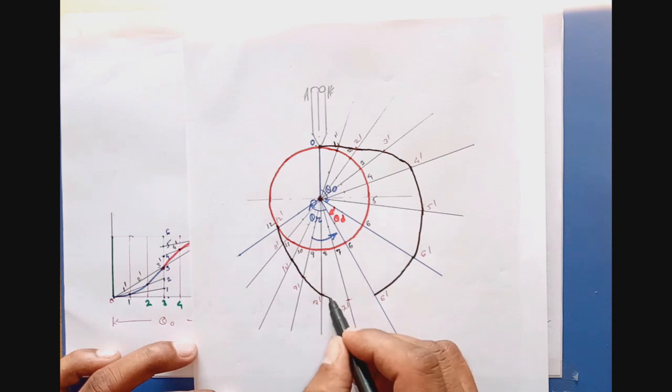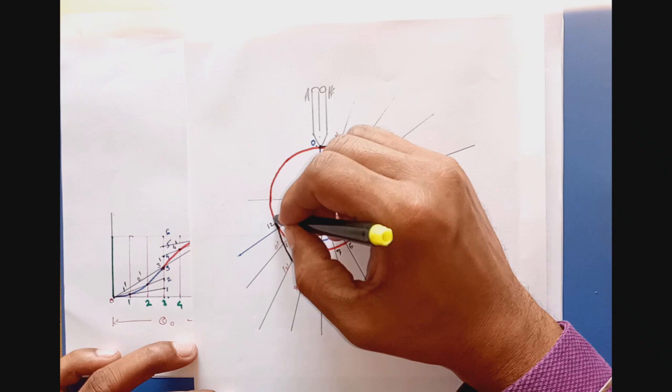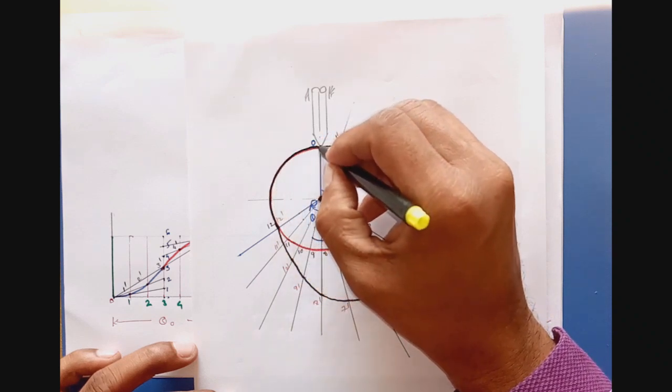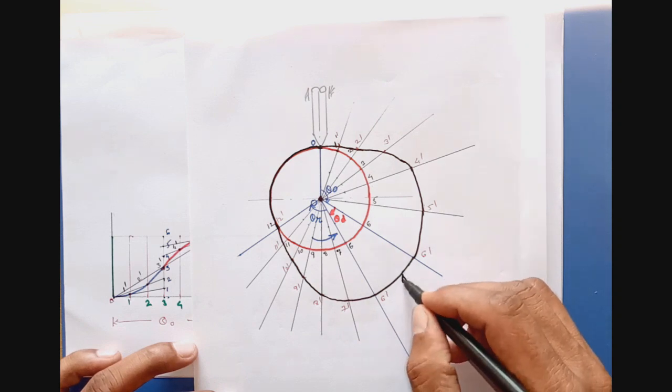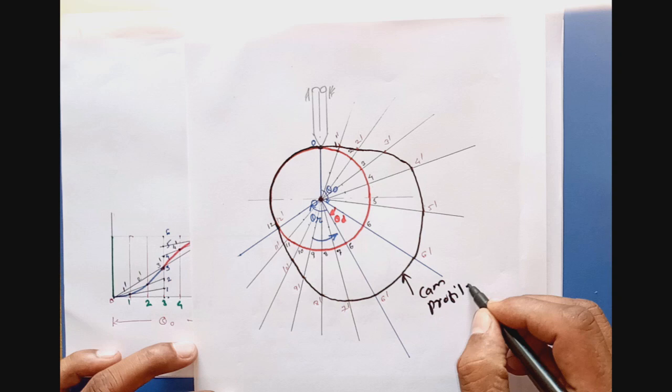So this is the required cam profile. We will continue this because this is the last dwell, during which the cam profile is a circular arc with center at the cam rotation center. So this is the required cam profile for the knife edge follower.